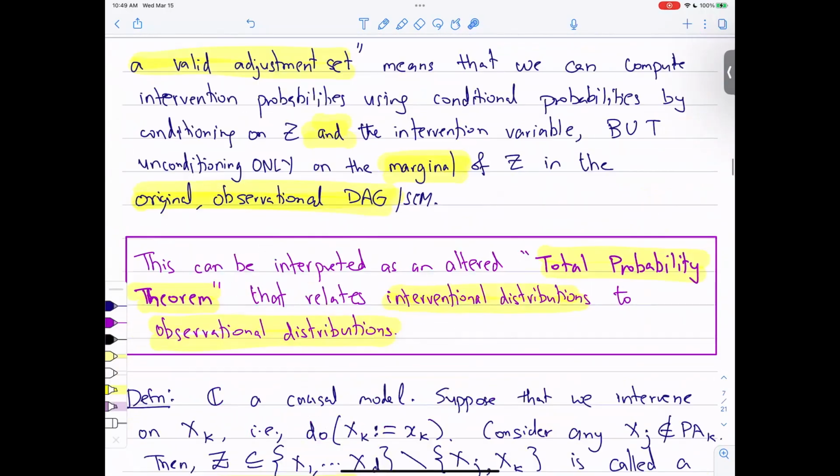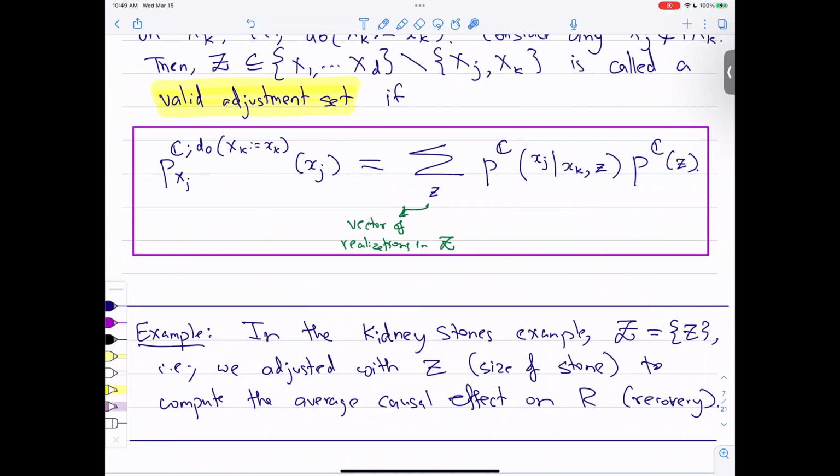All right. So this is the definition of a valid adjustment set. In the kidney stone example, the valid adjustment set was just the size of the stone. We adjusted for the size of the stone to compute the average causal effect on recovery.